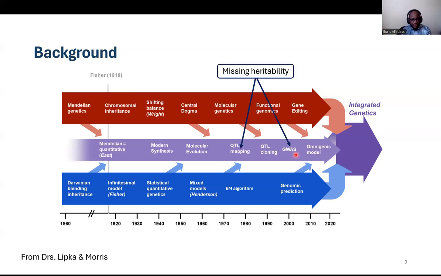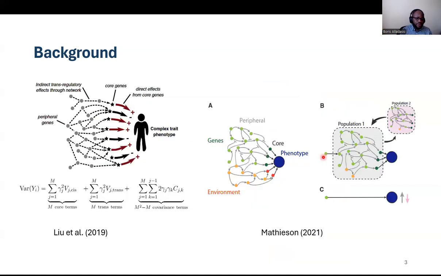So genomic prediction came along to address this partly by modeling all the genomic variants across the genome, but most of the current genomic prediction models focus on the additive components of the genetic variants. And that has led to low prediction accuracy when we use one population to predict another population. We are now seeing some emerging models, such as the omnigenic model, that are trying to incorporate the non-additive genetic variance components. So what is the omnigenic model?